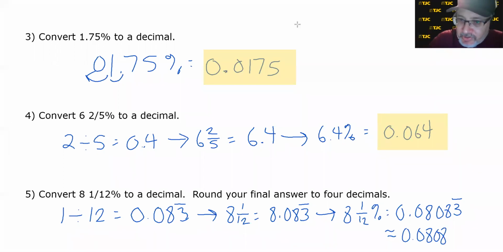Converting from percents to fractions and decimals is predictable. You just need a plan of attack and you need to follow through with it.